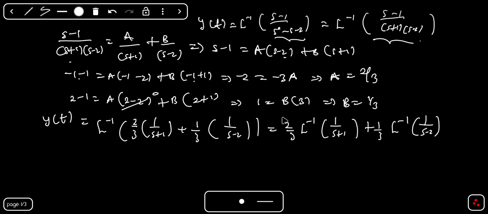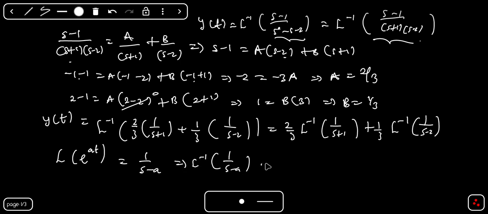Okay, so the next thing we're going to do here, I'm going to recall something for you guys. Now, recall that if you take the Laplace transform of e raised to the power of at, this will be equal to 1 over s minus a. That is, the inverse Laplace of 1 over s minus a will be equal to e raised to the power of at. Take note of that.